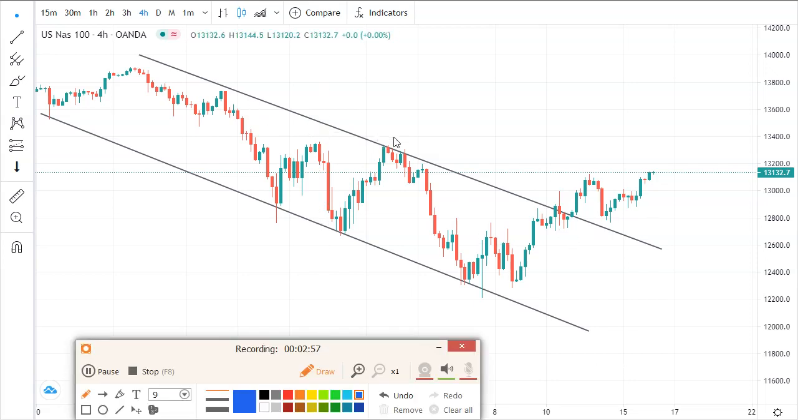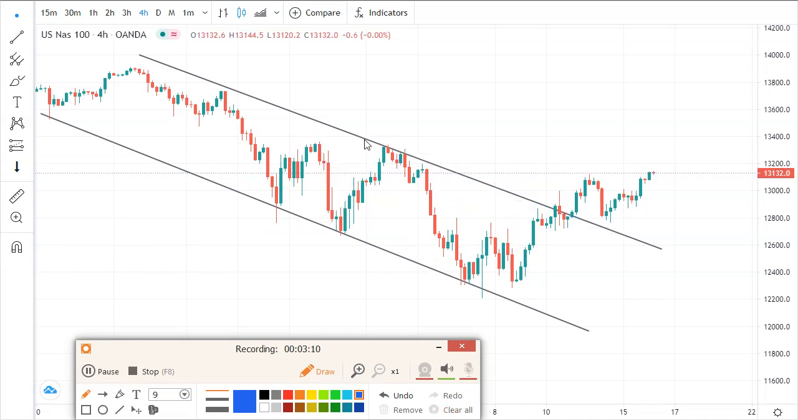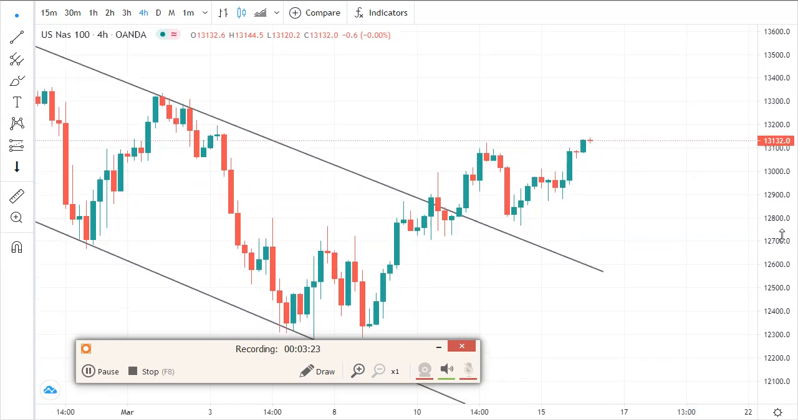You can see here we had this resistance. The market was just playing around this. If you want to see what really happened yesterday, go check my previous videos. You can see the market was just respecting this point. Then we had this fake breakout here. Let me zoom, then you can see what I'm talking about.